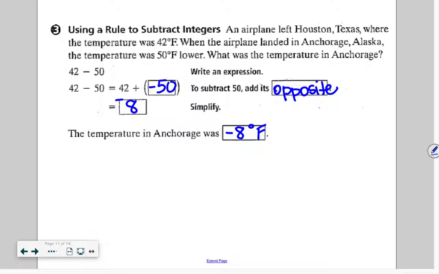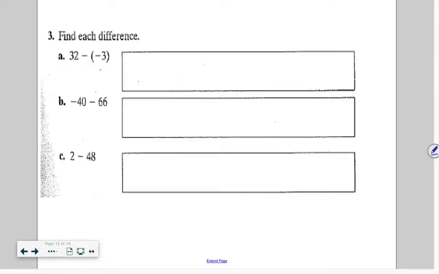Is there one way that's better than another? No. You have to find what works best for you. Most of you are probably going to find that changing from subtraction to addition, changing the sign of the second number, is going to be the easiest because it works for everything. Once I start getting to bigger numbers, trying to picture the number line gets kind of big, right?